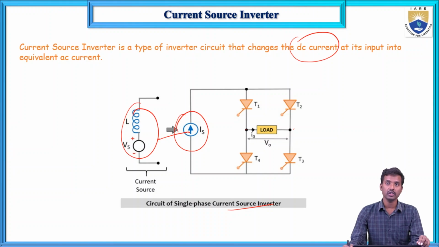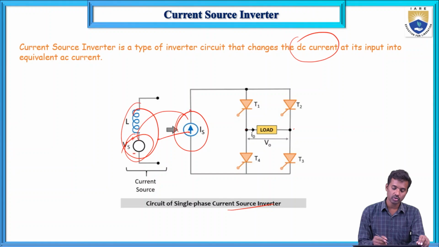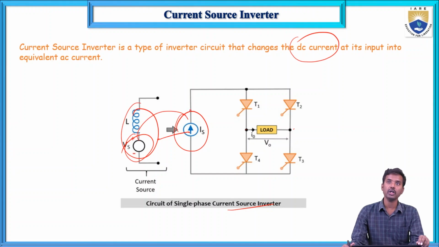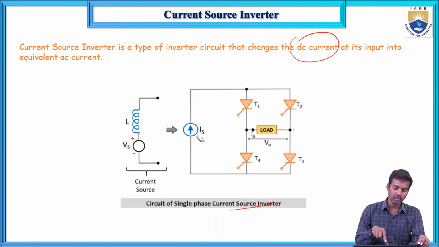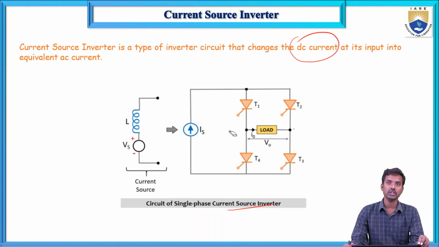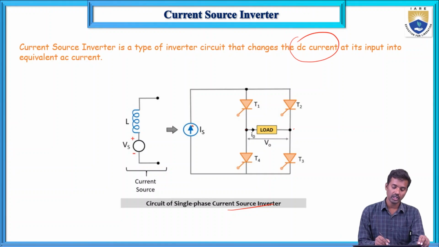Here, no ideal current source is available in the market. In the market we have the voltage source and the inductor. So from this series combination of voltage source and inductor, we can make the current source, and so we can build the current source inverter circuit diagram. Here the voltage source in series with the inductor is the current source.